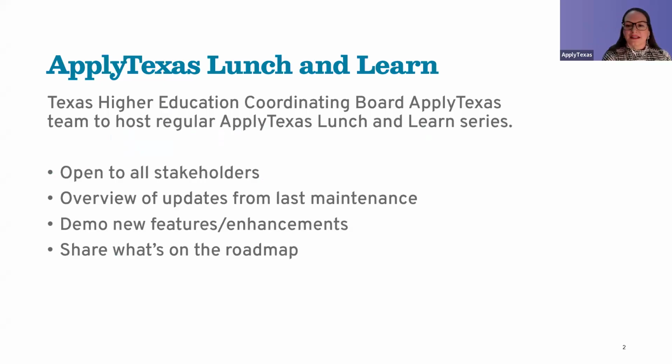The purpose of these ApplyTexas Lunch and Learn sessions is to share information about the progress on the maintenance of ApplyTexas after each deployment. ApplyTexas deployments are scheduled every 6 weeks to improve technical and functional issues and incorporate enhancements and new features. During the Lunch and Learn, we will provide a demonstration of relevant items, new features, and enhancements to show you where changes have been made, and also provide information on what's on the roadmap for future improvements. I'm now going to turn it over to Ronit to review the latest updates to ApplyTexas.